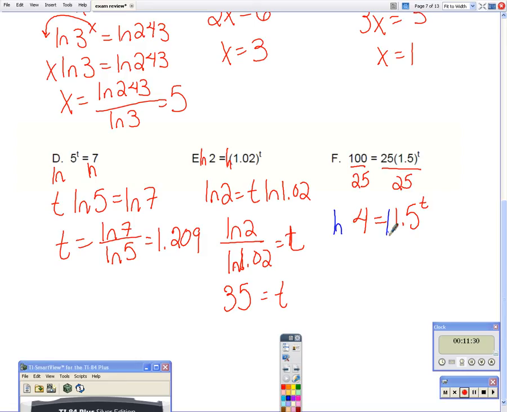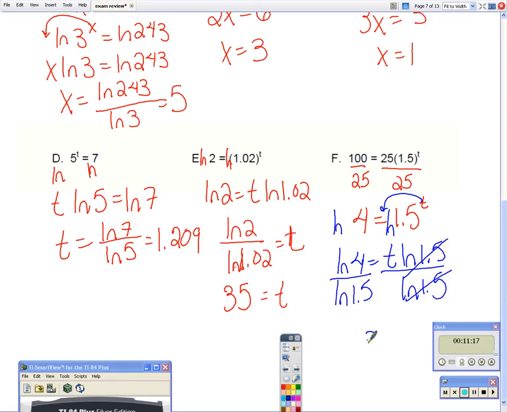Now before we can ln both sides in F, we have to divide by 25. Now I can ln both sides. Brings the t to the front. Divide by the ln of 1.5. T is 3.419.